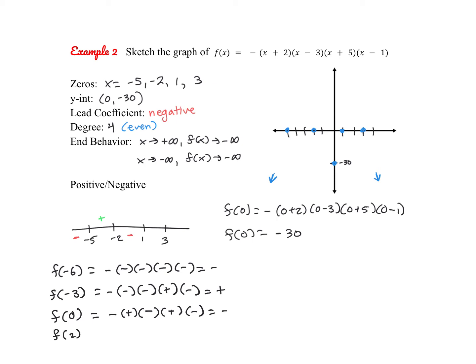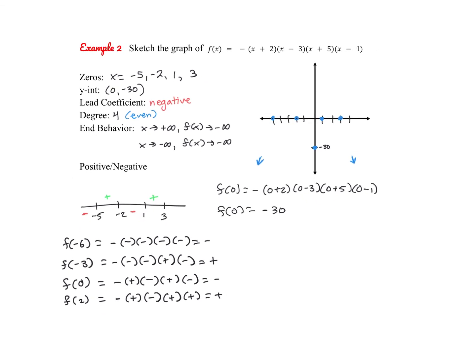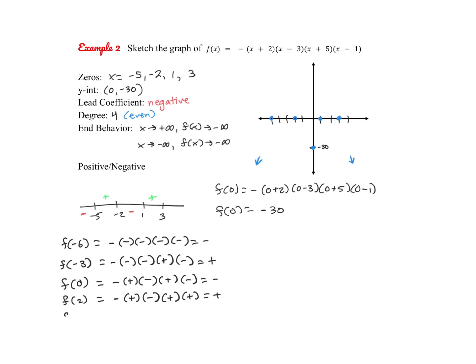Let's pick something between 1 and 3. How about 2? So the negative is out front. Our first factor would be positive. Our second factor is negative. Our third factor would be positive. And our fourth factor would be positive, resulting in a positive. And last region, so let's pick f of 4. We'd have the negative, and then this gives us a positive, a positive, a positive, and a positive, resulting in a negative because of that negative out front.